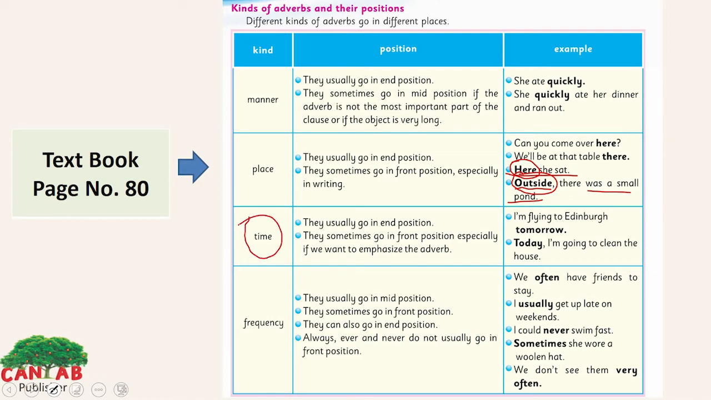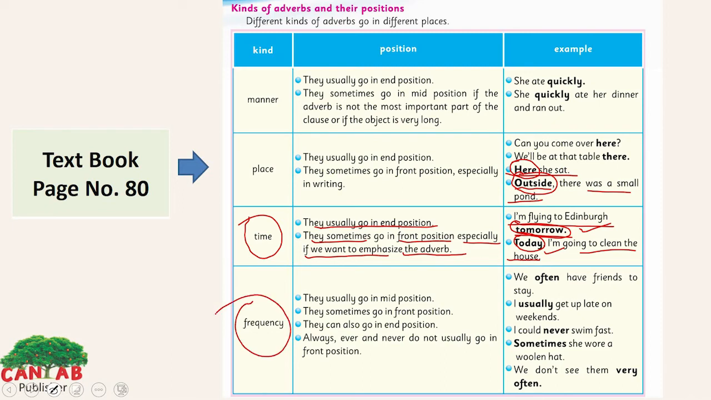Adverb of time here, they usually go in end position. I am flying to Edinburgh tomorrow. Tomorrow is the adverb of time here. They sometimes go in front position, especially if we want to emphasize the adverb. Like today, I'm going to clean the house. Again, in the end and in the front.